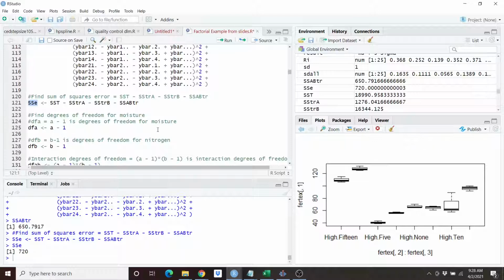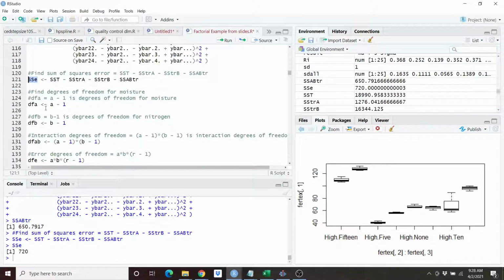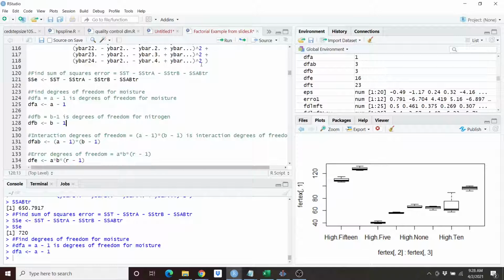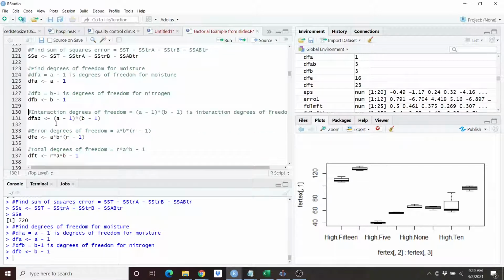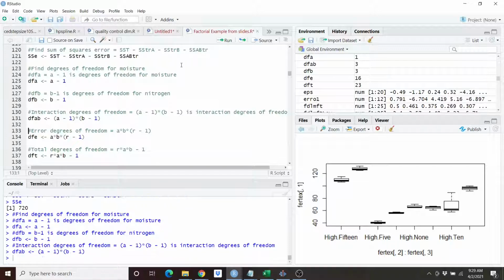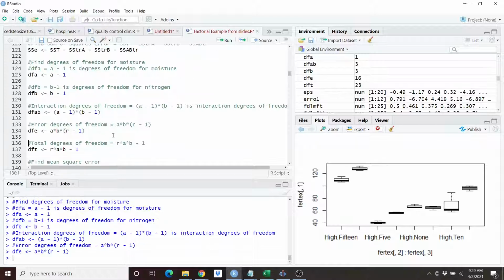Finding the degrees of freedom in a factorial design is very similar to finding the degrees of freedom in all other designs. Degrees of freedom of A is levels of A minus 1. Degrees of freedom of B is levels of B minus 1. Degrees of freedom interaction are A minus 1 times B minus 1. Degrees of freedom error are A times B times R minus 1. And degrees of freedom total are A times B times R minus 1.